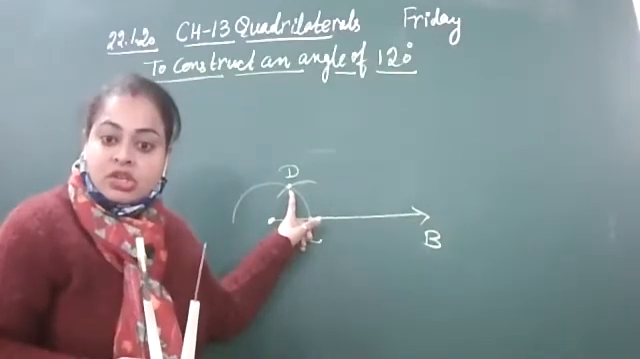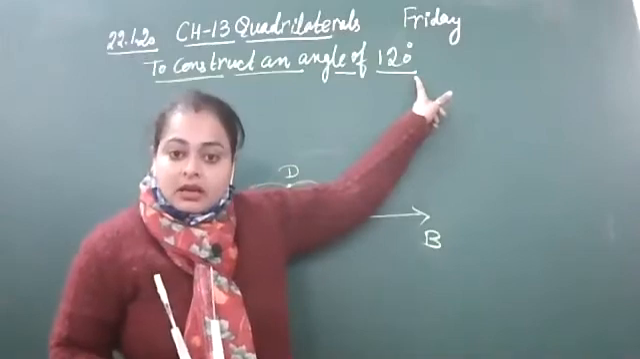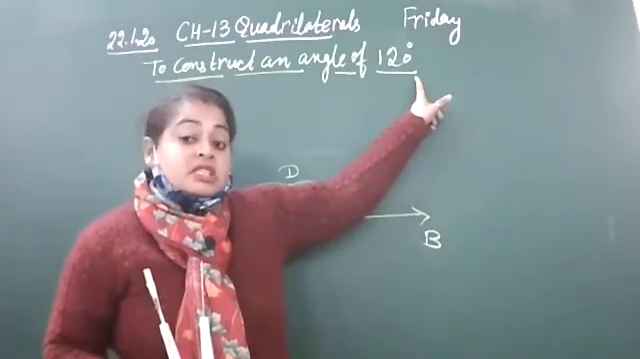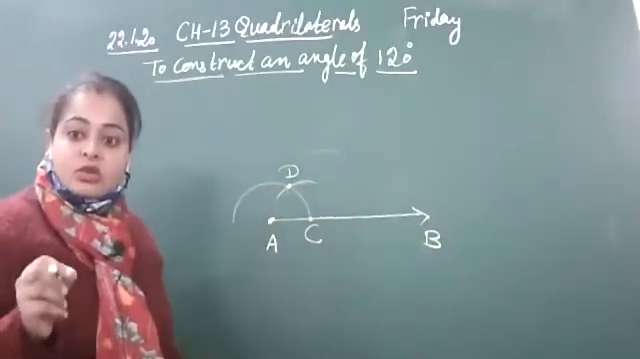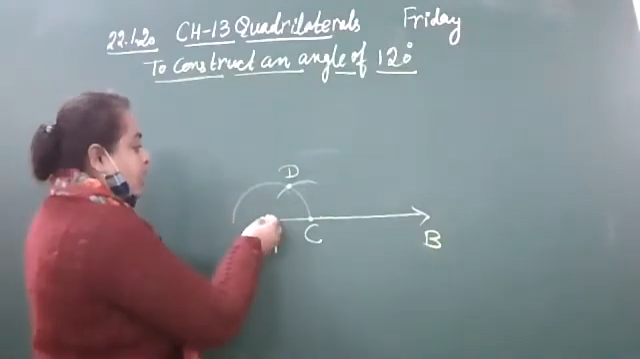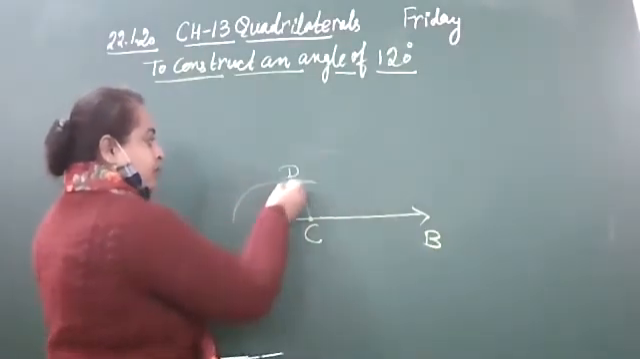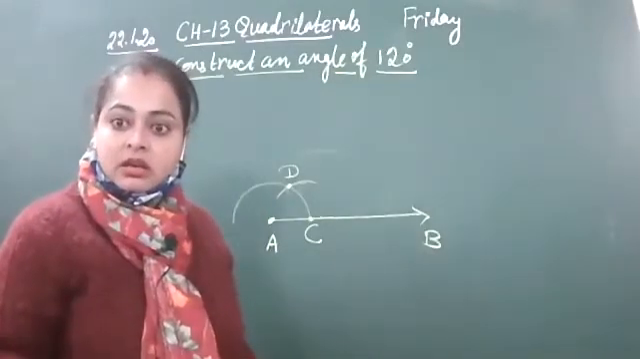Because in this question our requirement is a 120-degree angle. Our requirement is not a 60-degree angle. Okay, now if our requirement is a 60-degree angle, then you will draw a ray from here. But our requirement is a 120-degree angle.